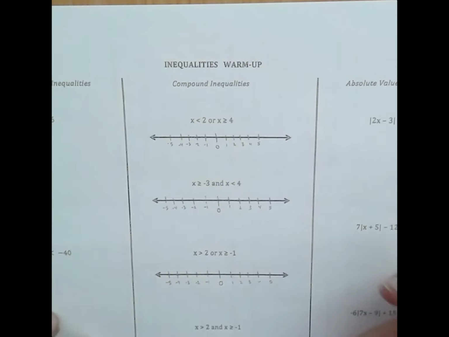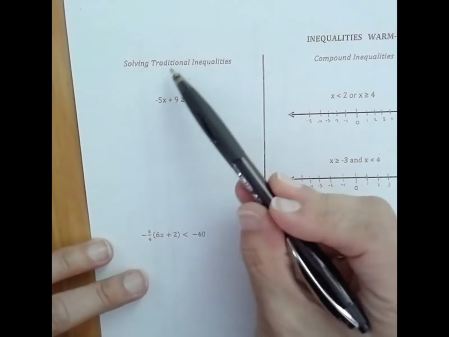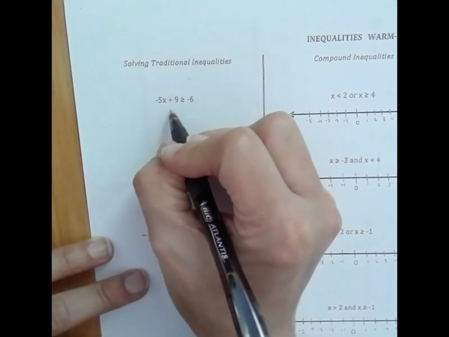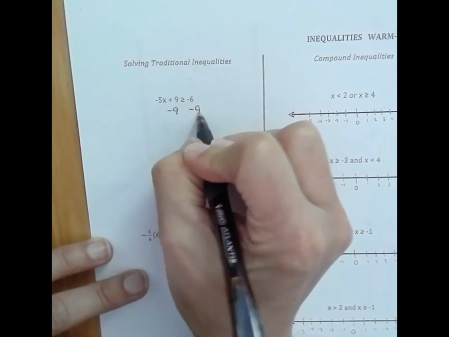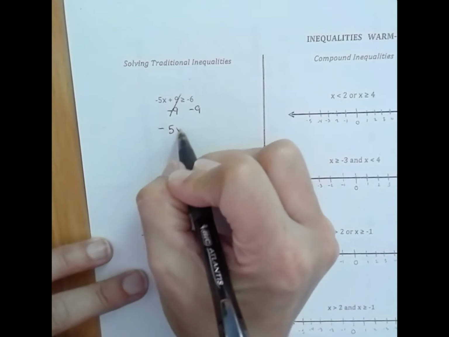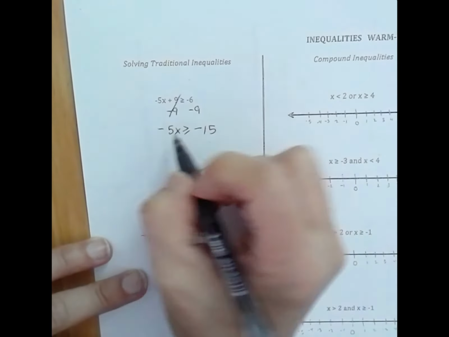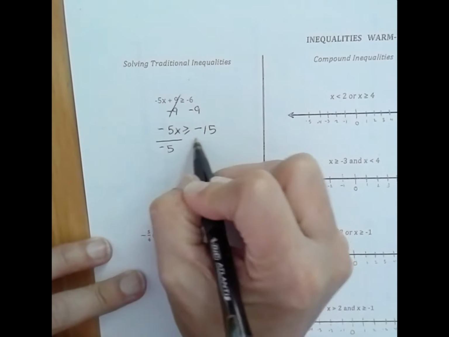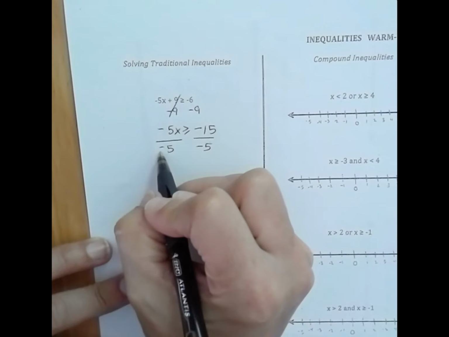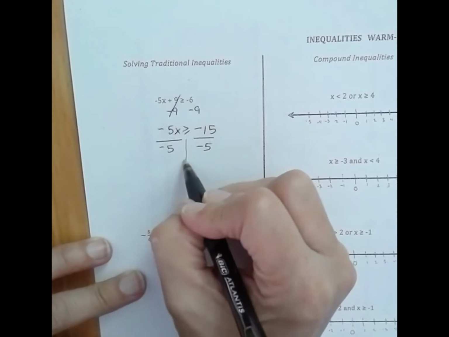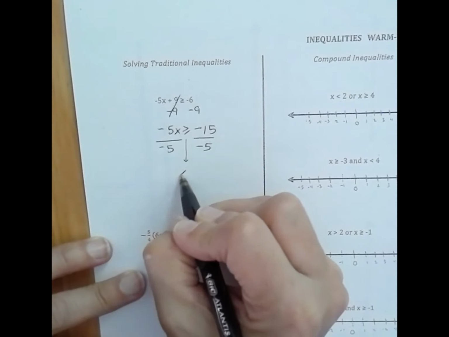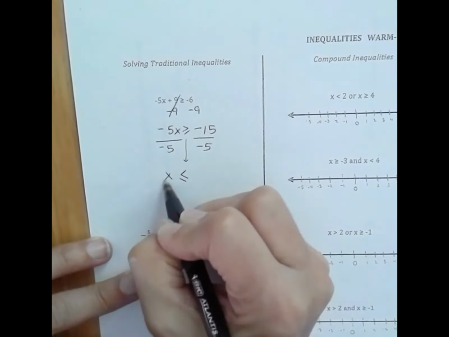Okay, let's review our inequalities unit. There's a lot of things in this unit to remember, and it's been a while since we've done them. If you tried these traditional inequalities, there's really not a whole lot to remember. Okay, you're solving them exactly like you do an equation, but when you're working with inequalities and you divide by a negative, you have to reverse the direction of the sign. So this would become less than or equal.